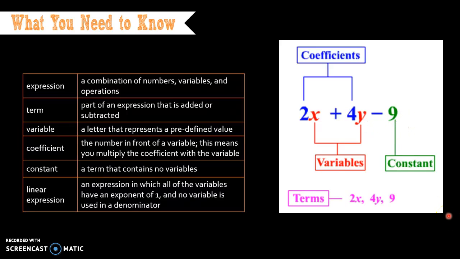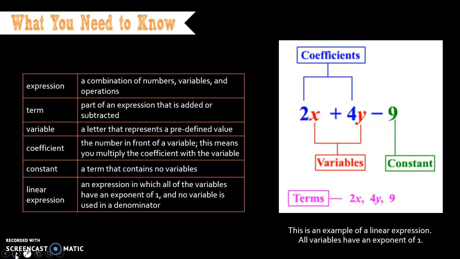Variables are the letters that are standing in the place of something that we don't know. Coefficients are numbers in front of the variables. When they're smashed together like that, it means that you are multiplying that number, the coefficient, with your variable. Constants, like the green 9 right here, are terms that do not contain any variables. They're just numbers. And then a linear expression is when all of your variables have an exponent of 1.